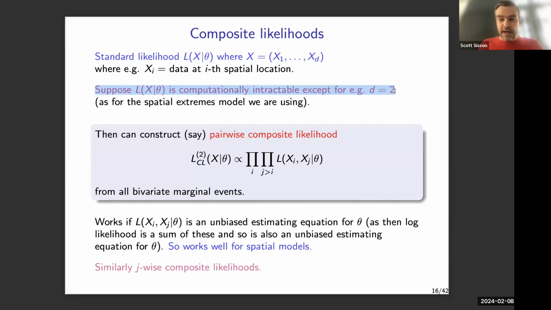So if you have lots of marginal events, X is 105 dimensions, but you can construct a likelihood from, say, pairs of information. Well, do that. Construct the likelihood from 2 locations, and then do that for every pair of locations, and then multiply these things together. So you've constructed a likelihood that's the product of all the 2-dimensional relationships.